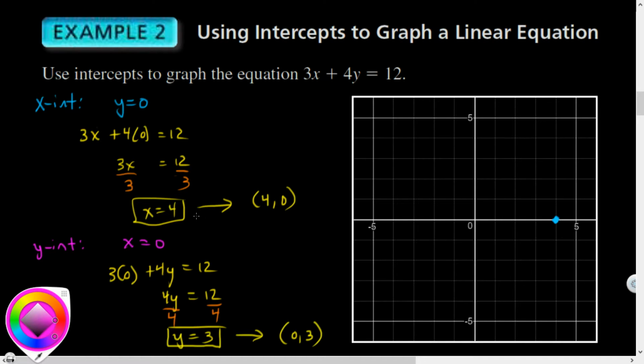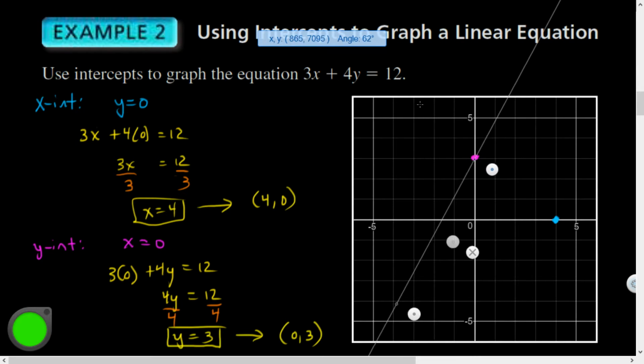So let's see, graphing the y-intercept at (0, 3), I would go 0, 3, which is right here. And then once you have your points, you can now graph your line.